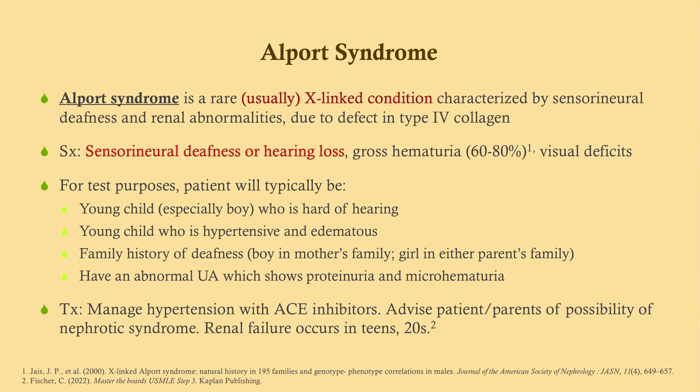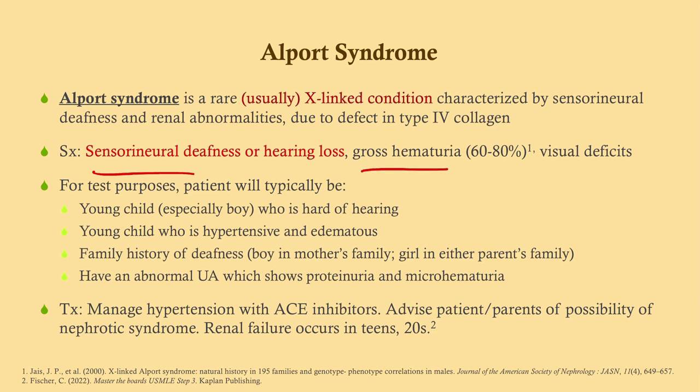Alport syndrome is usually X-linked. We tend to see this in little boys. It's a disorder of type 4 collagen, which remember forms the basement membrane. And the two most important places that basement membrane exists is in the ears and in the kidneys. So you can get sensorineural deafness or hearing loss. You can get gross hematuria. You can also get visual deficits.